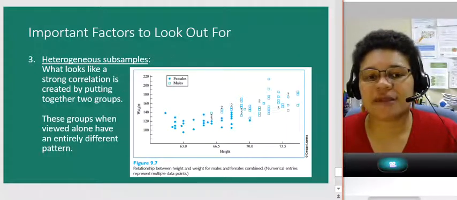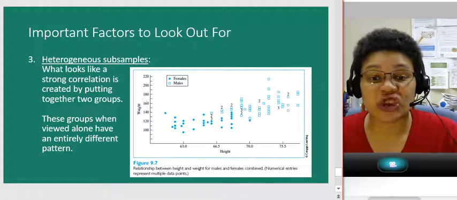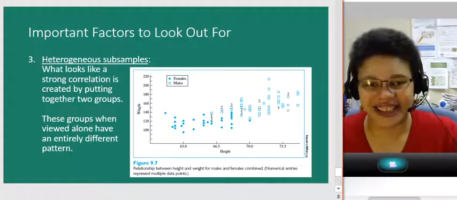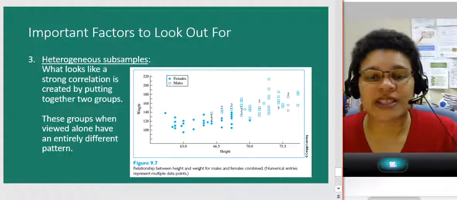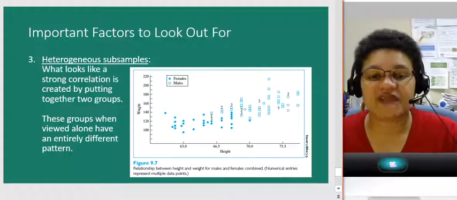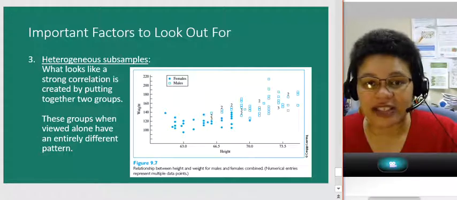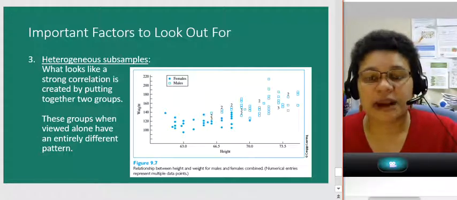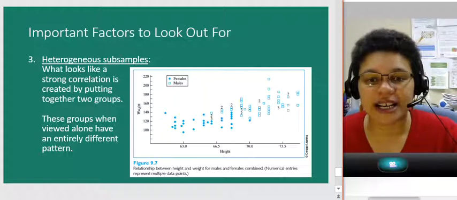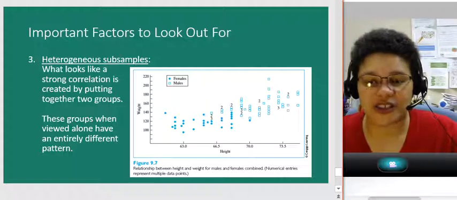Also, a heterogeneous subsample. What looks like a strong correlation could be just that there are two groups together, and when they're separated, they have two different patterns. That can happen, for example, if you graphed height and weight for males and females. It looks like there's a really strong positive correlation, but you may not have that if you were only looking at one group versus the other.